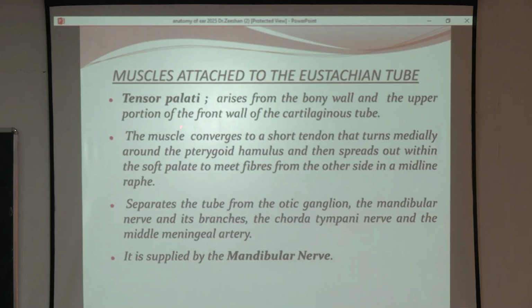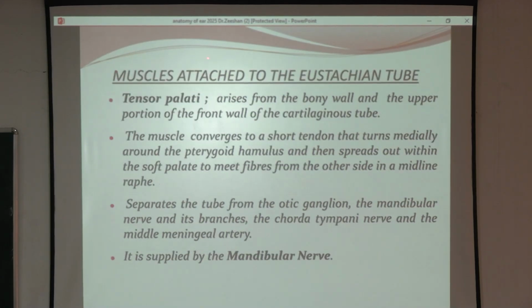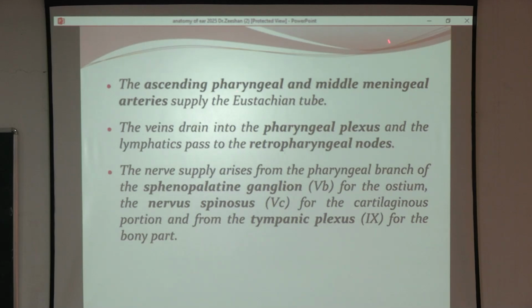ठीक है? अच्छा, tensor veli palatini जो होता है, ये क्या होता है? This is the muscle which opens the tube. ठीक है? Eustachian tube को जो open करता है, this muscle. ठीक है? And एक होता है this levator veli palatini. This is the muscle which predominantly closes the tube. ठीक है? So three muscles are there: tensor palati, salpingopharyngeus, and levator palati.